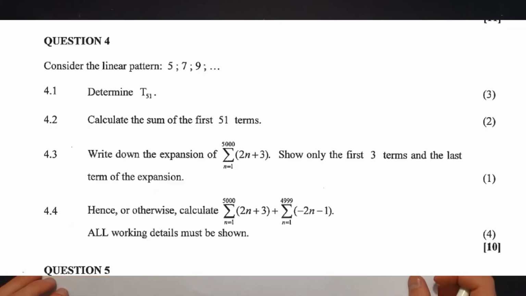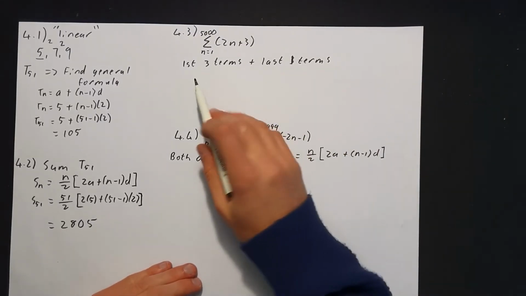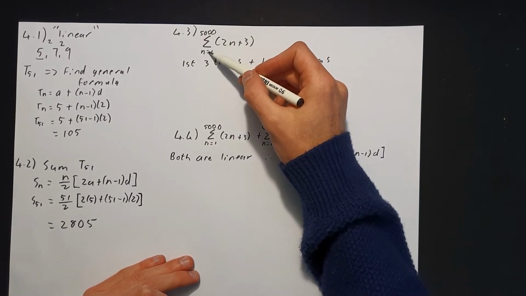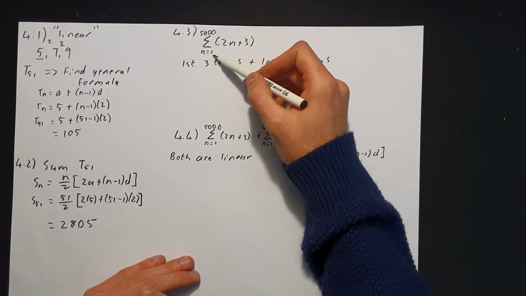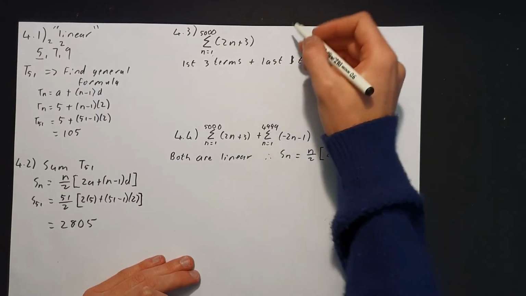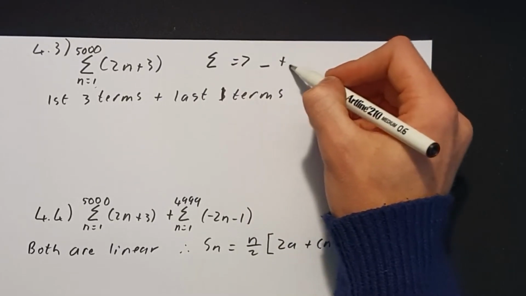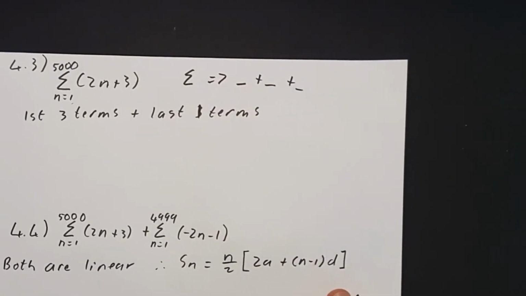Now 4.3 is where it gets a little bit more technical. It says write down the expansion of the sum from n equals 1 to 500 of 2n plus 3. Show the first 3 terms and the last term of the expansion. So all we do is substitute 1 into n's place, then 2, and 3. But remember, the sum implies that we take the first term plus the second term plus the third term, and so on.